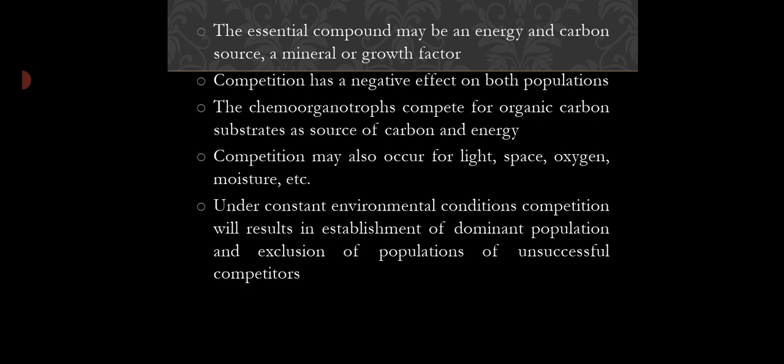So under constant environmental conditions, competition will result in the establishment of a dominant population and exclusion of the populations of unsuccessful competitors. So at the end, only one kind of organism establishes its growth, and the other organisms will be eradicated from that place. This will be the result of competition. So this is regarding the different kinds of interactions among the microorganisms. Thank you for watching this video.